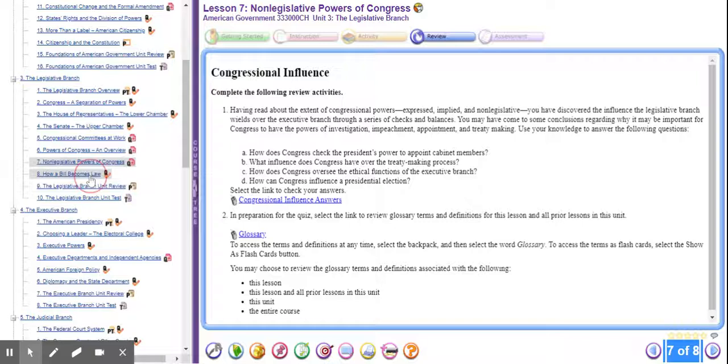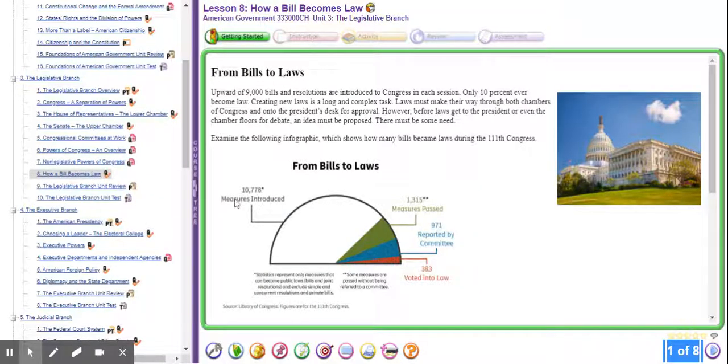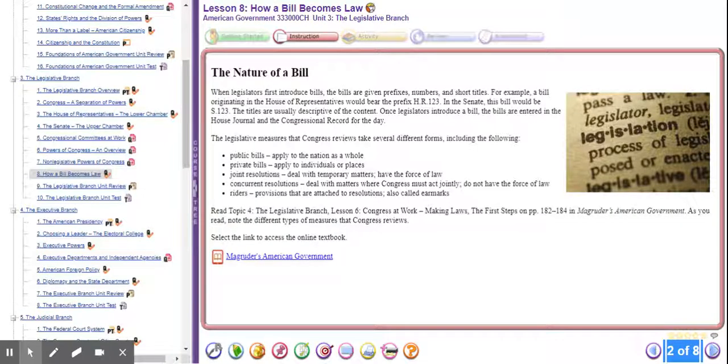And then the last one is 3.8, and it's all about how bills become laws. All right, what is the process from an idea all the way through it being a law? There are several steps involved in that, and 3.8 walks you through that. Look at this little chart here. It's really interesting that over 10,000 measures, or proposed laws, were introduced, and of those, only 383 ended up going all the way to being actual laws. Okay, so that's kind of interesting. It's really hard to get a law passed. And this section talks all about it.